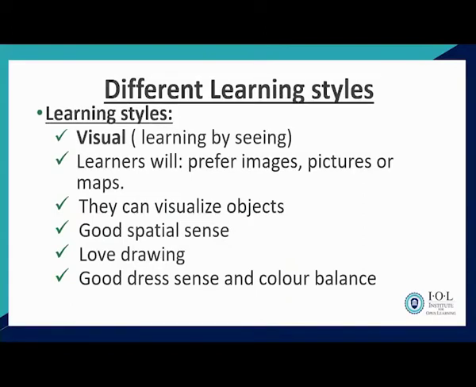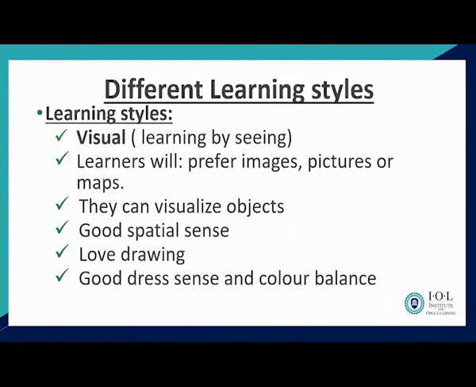Then I also get different learning styles. Not all my learners learn in the same way. We sit with different learners in our classes. Some of them learn visually. Some of them learn by hearing. Some of them pick up things more when they touch things, by feeling things. How will I identify my learner that learns better visually, meaning by seeing?